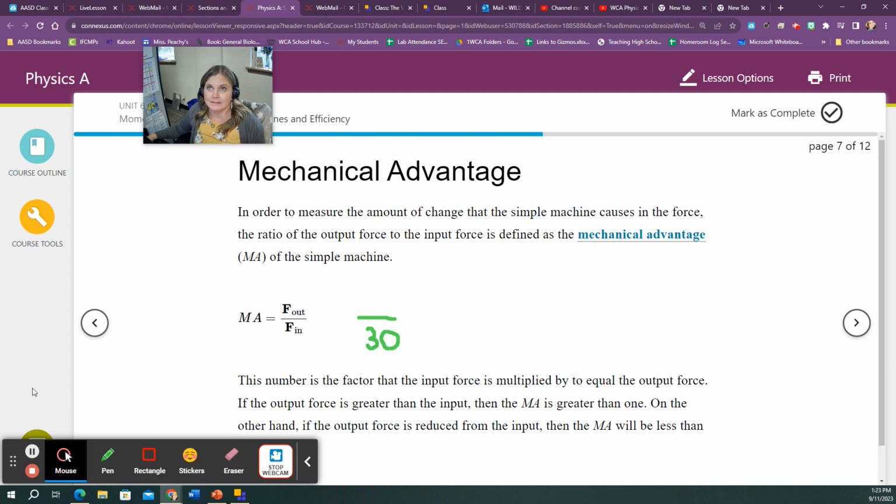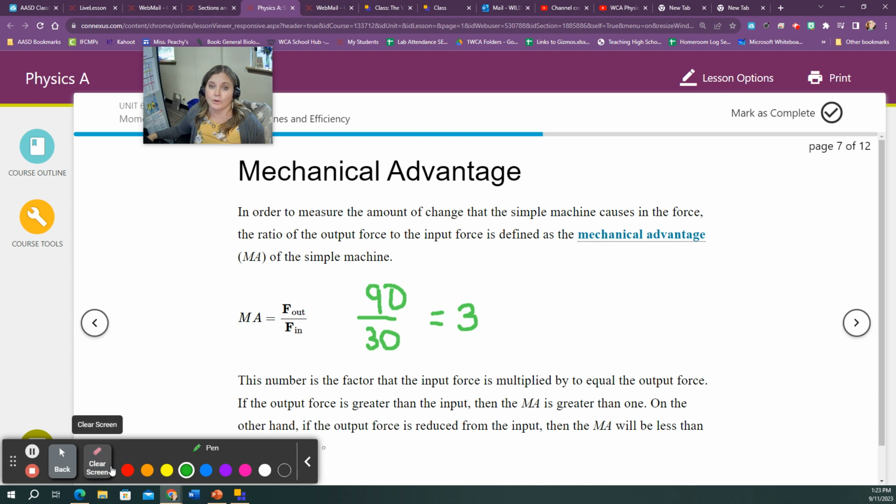No, by using a ramp that is 3 foot long and 1 foot high, I can actually lift 90 pounds. So 30 divided by 90 is 3. So basically that ramp allows me to lift 3 times more than I could otherwise lift. And that's what mechanical advantage is. Mechanical advantage has no units because it's not a measure of anything except how many times more that machine is allowing me to do work, to lift.